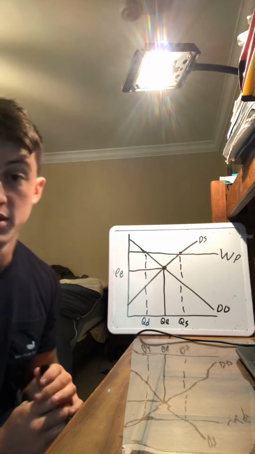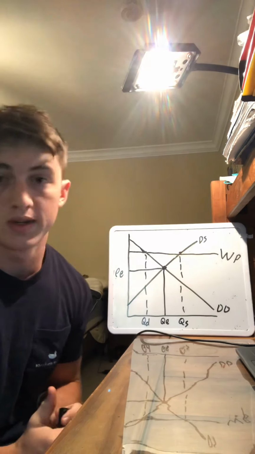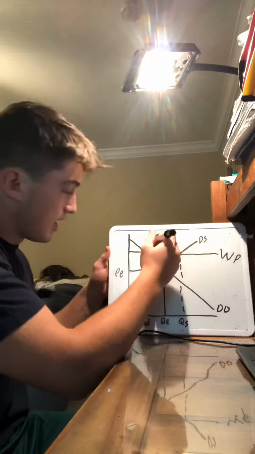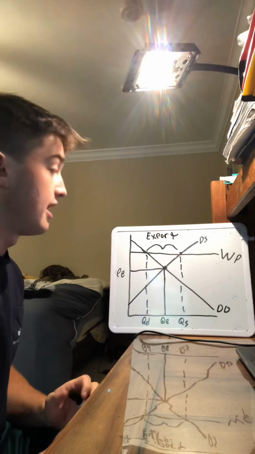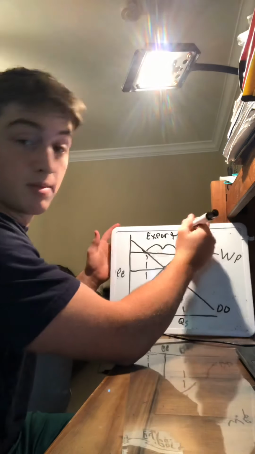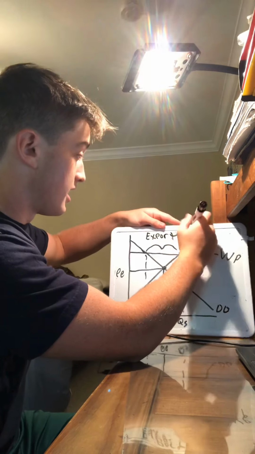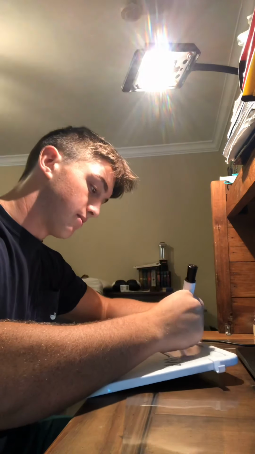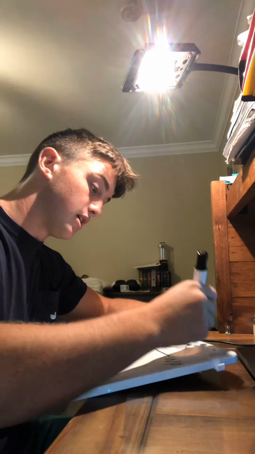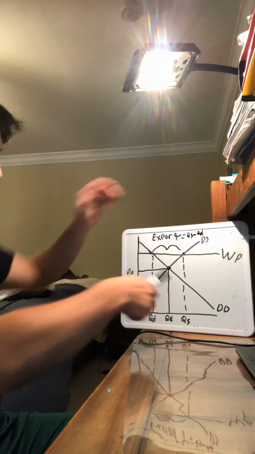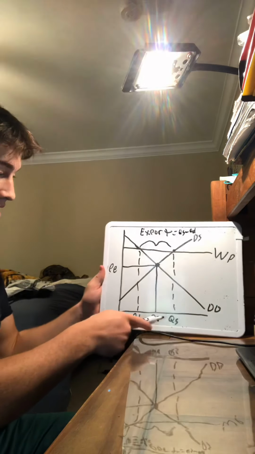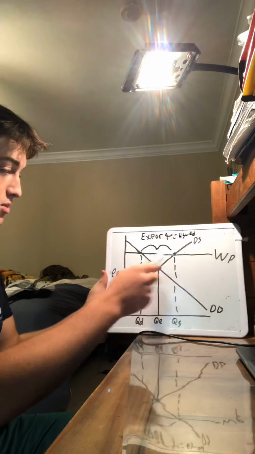So you're asking yourself, okay, Kessler, where's the export? The export is right here. Right? That's where the export is. And in order to remember this, you can remember that quantity supplied, QS, minus QD is equal to export. So the quantity supplied here minus the quantity demanded is your export, which is all this.